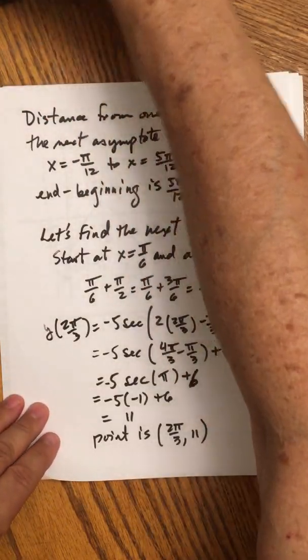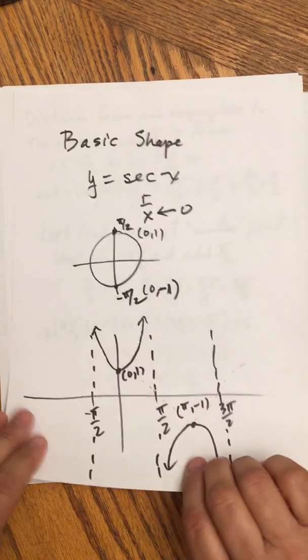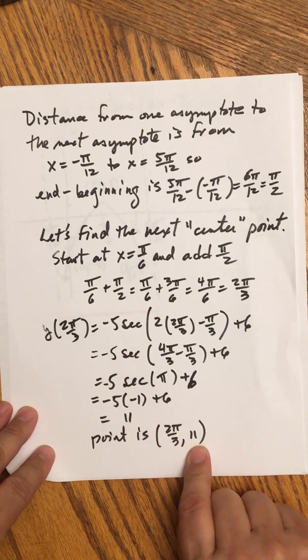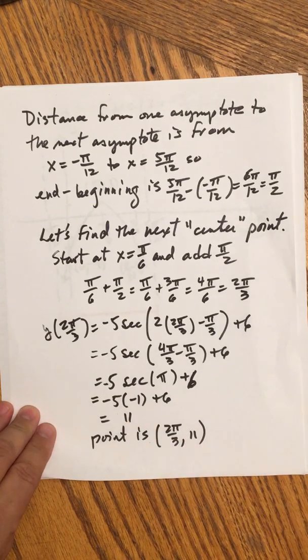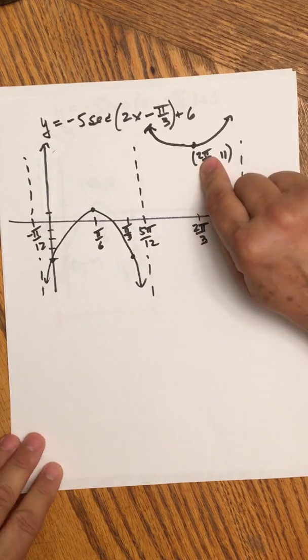So let's go back to the basic shape, sorry. All right, this one is going to act like the negative 1, so that's what I wanted. And so I get the y value is 11. Okay? So that means that when I put all this together, I plot the point 2 pi over 3, 11. So here's over 2 pi over 3 up 11.